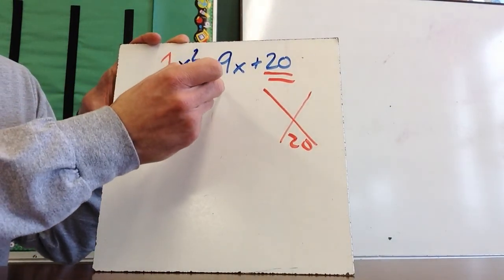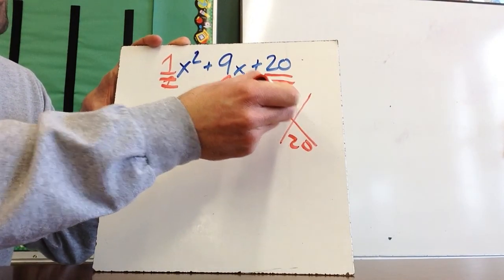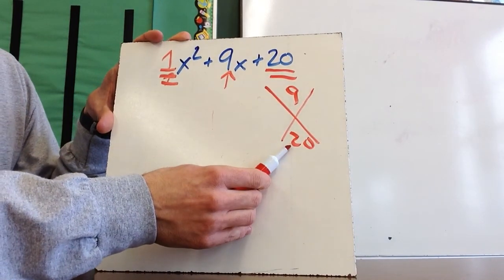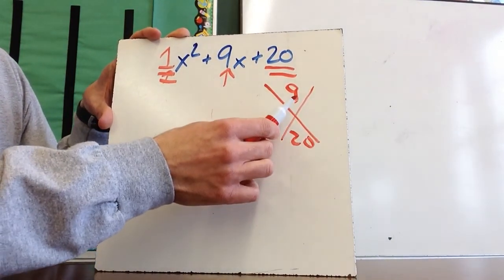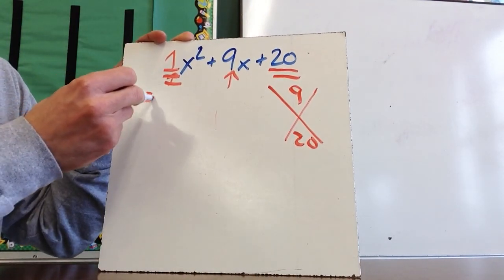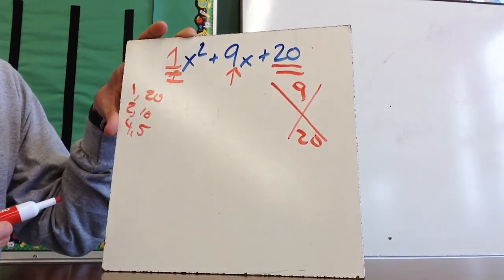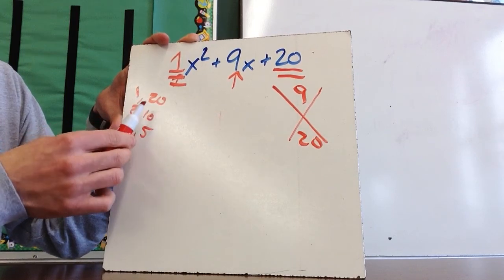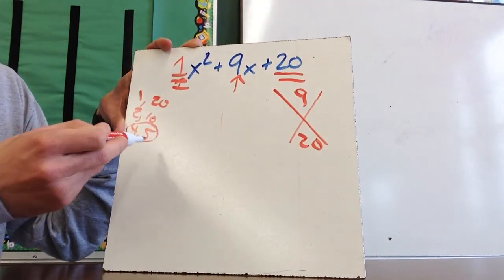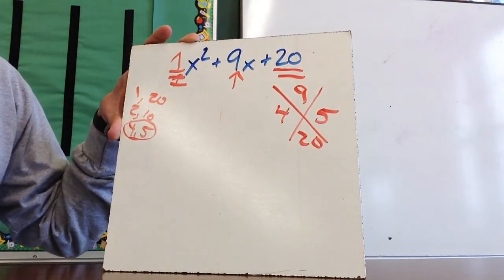And then taking this middle number, I'm going to put that here, and that's positive 9. Now what I'm looking for is the factors of 20 that have a sum of 9. So I'm going to first create the factors of 20. What I'm looking for is two numbers that when multiplied together give me this, and when added together give me this. And that would be here. So this is going to be a 4, and this is going to be a 5.